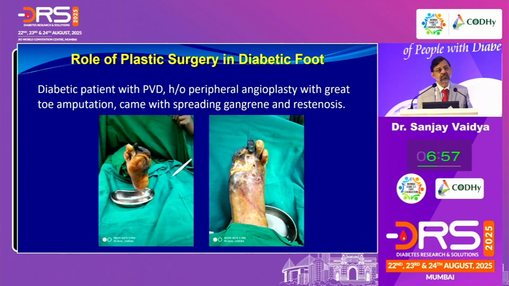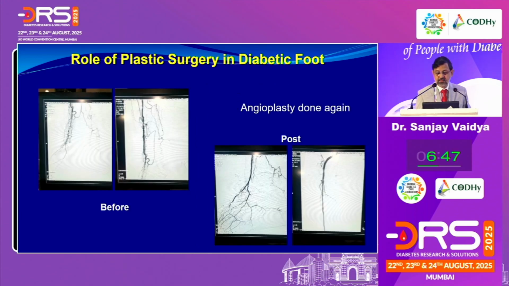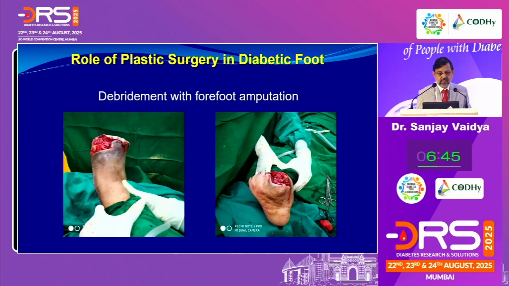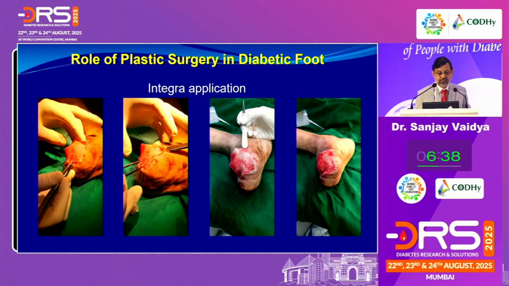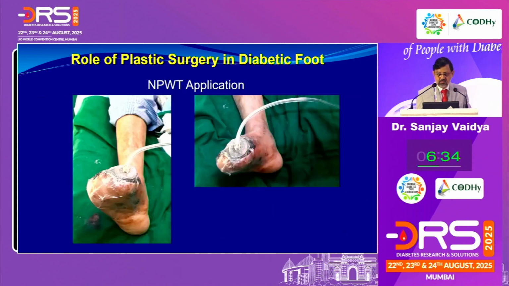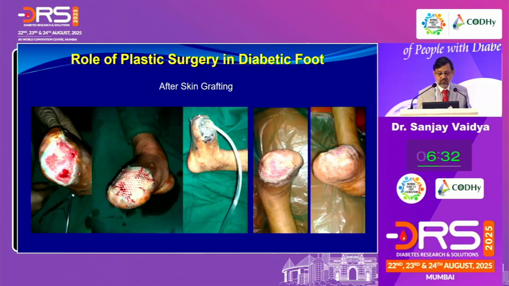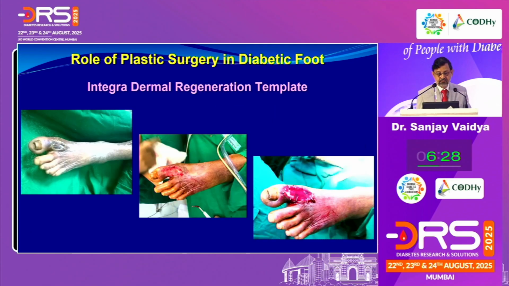As you can see here, a patient came from Mumbai, had undergone a great toe amputation after angioplasty. Looking at this, I knew there was a restenosis, so I got a repeat angioplasty done, got a good flow going there, and then did a forefoot amputation. You can see there are exposed bones. I didn't want to shorten it further, so I just put an Integra dermal template there to cover those exposed areas of bone, put a wax dressing on top, and subsequently skin grafted, thereby maintaining the length of the stump.